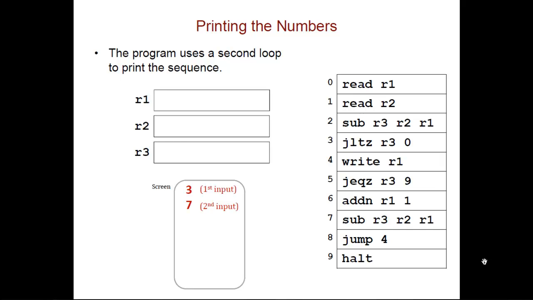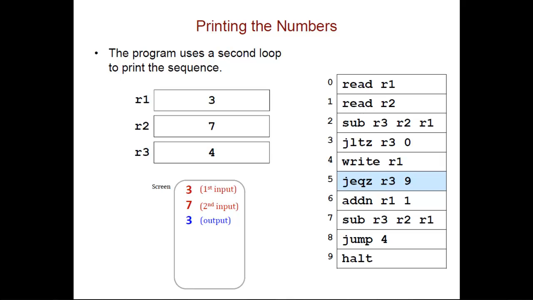So let's assume that we get inputs of 3 for R1 and 7 for R2. This time, because the result of subtracting R2 minus R1 gives us 4, we're not going to jump because the contents of R3 are not less than 0. So we're going to continue on to line 4. We're going to write the current value of R1. Then we're going to test to see if the contents of R3 are equal to 0. So we do another test, but this time we're testing to see if it's equal.